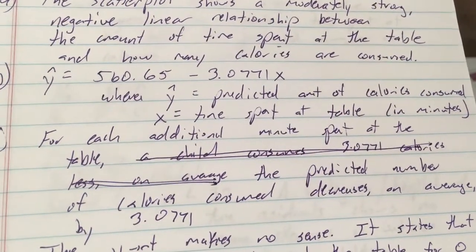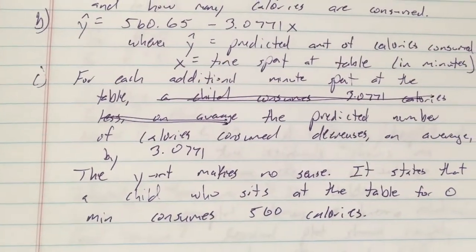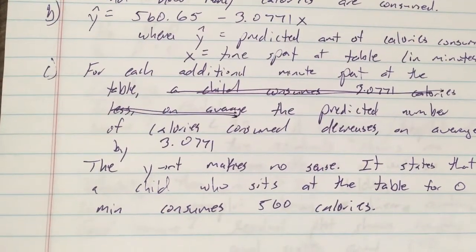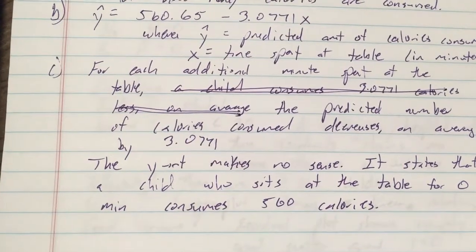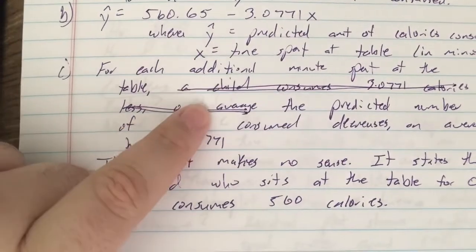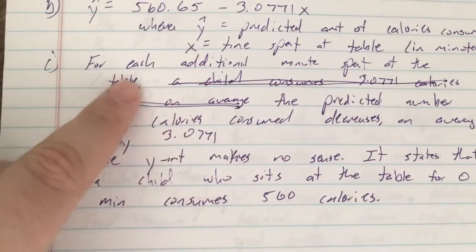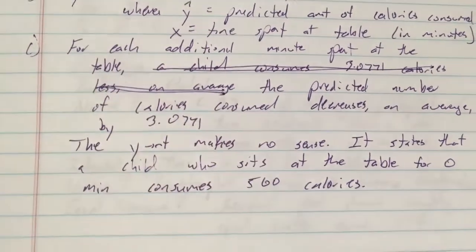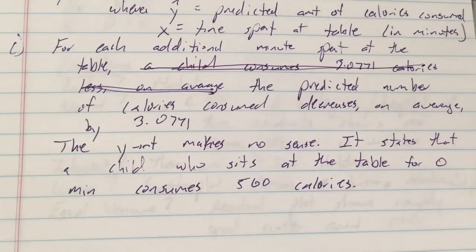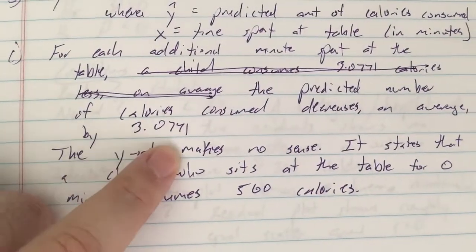Then part C wants you to define the slope in context of the problem. That is from your list way back from chapter 3. So in context of this, we would say, for each additional minute spent at the table, the predicted number of calories consumed decreases on average, and you have to put on average, by 3.0771. Pardon me, I messed up there and scratched that out.